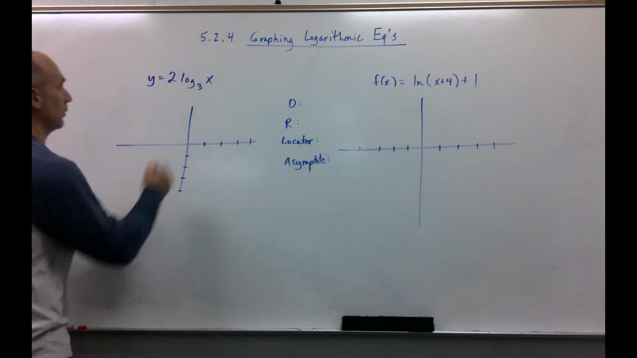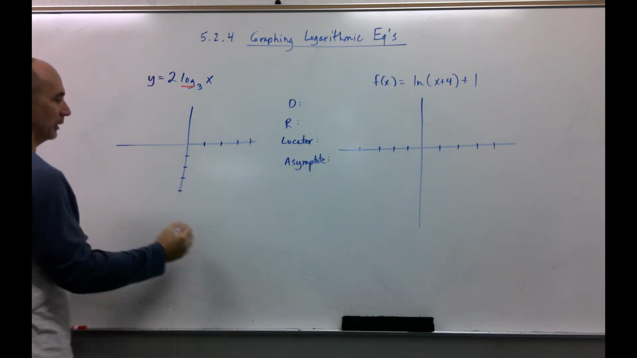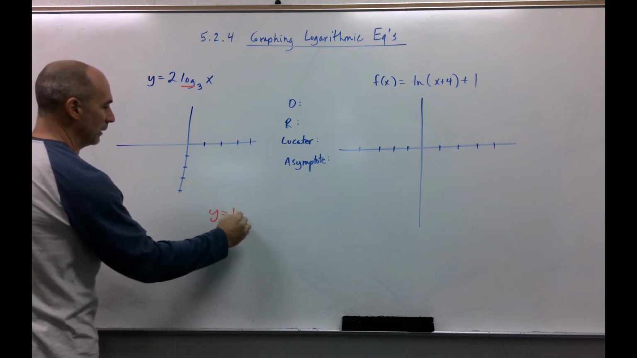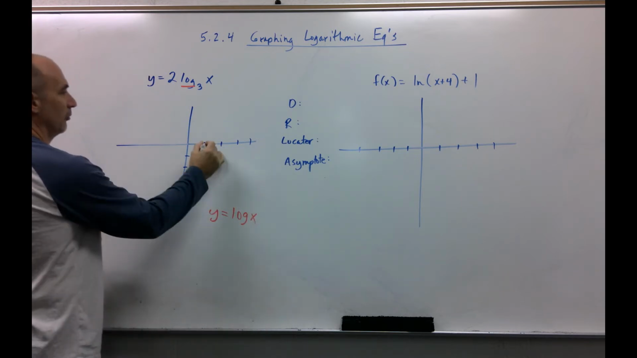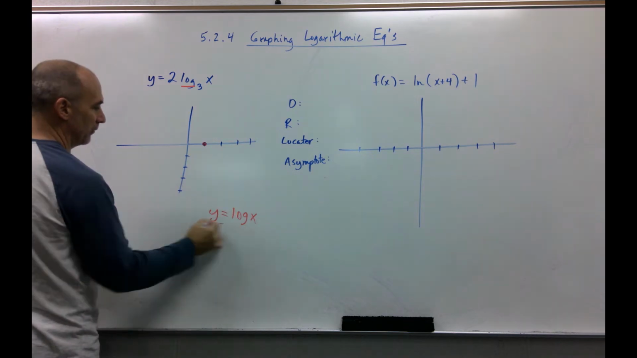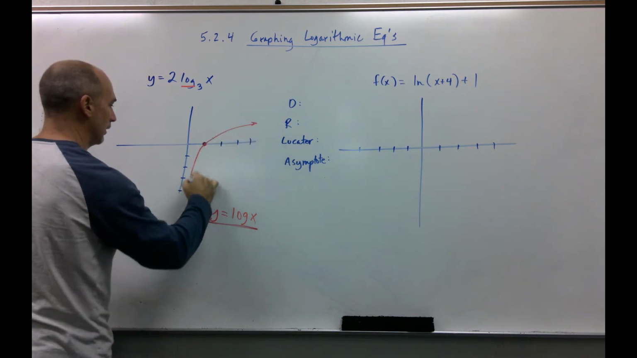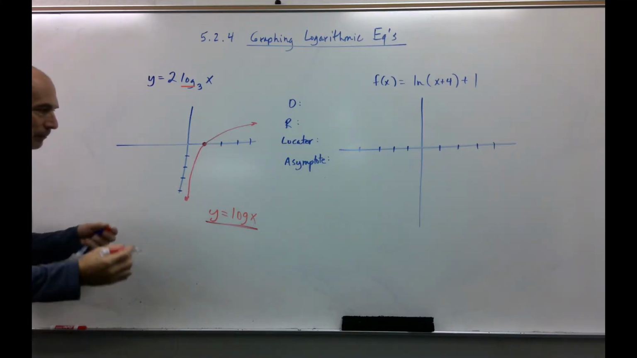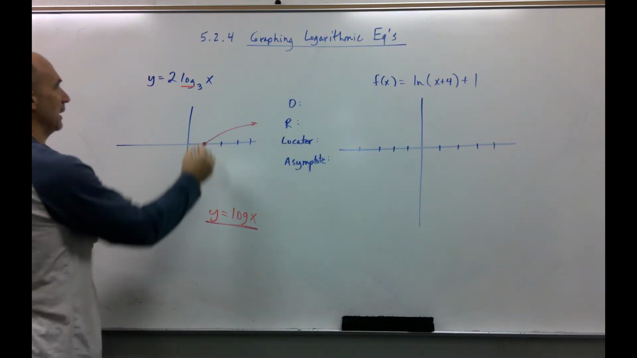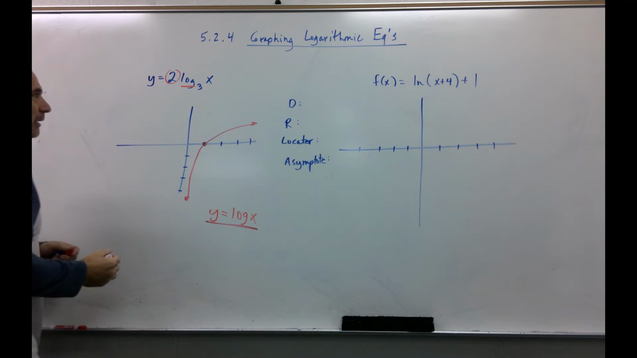So we start with this, and we say, all right, log. We know that our parent function is going to be y equals log of x. So there's our locator point right there for this parent function. We know it's kind of flat looking, and then it comes in like this. Again, not perfect, but we're going for the general idea. What does this do? Well, it's a vertical stretch.